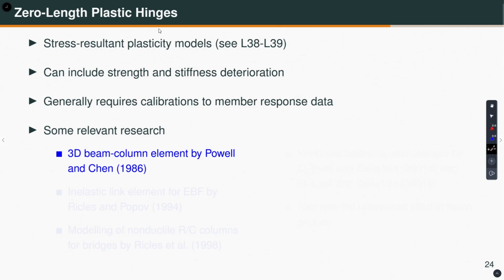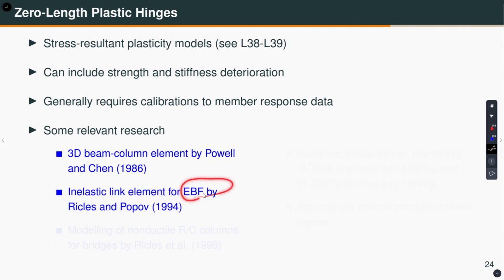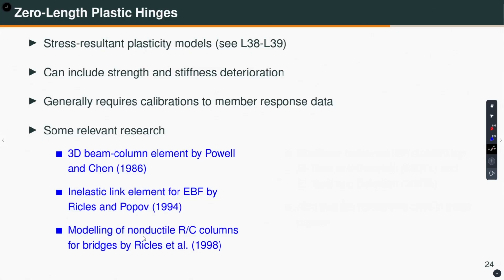Okay. Now, since I said that OpenSees does not have the stress resultant plasticity model, so I am not able to demonstrate any example, okay. But I would like to point out some relevant research along this line, the zero length plastic hinge, which uses the stress resultant plasticity model. Okay. So, one is 3D beam column element by Professor Powell and Chen 1986. So, these are all listed at the end. Then inelastic link element for eccentrically braced frame. Okay. So, this is like for moment resisting frame, but this is for eccentrically braced frame, that is by Ricles and Popov. Then modeling of non-ductile RC bridge column, again by Ricles.